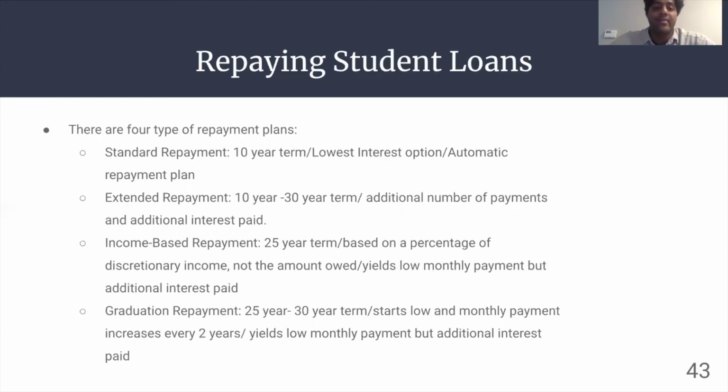For standard repayment, it's a 10-year term with the lowest interest option and an automatic repayment plan. For extended repayment, it's a 10 to 30-year term with an additional number of payments and additional interest paid. With income-based repayment, it's a 25-year term based on a percentage of discretionary income, not the amount owed, which yields low monthly payments, but additional interest paid. And then graduated repayment is a 25 to 30-year term, which starts low and monthly payments increase every 2 years, but they yield low monthly payments, but additional interest paid.